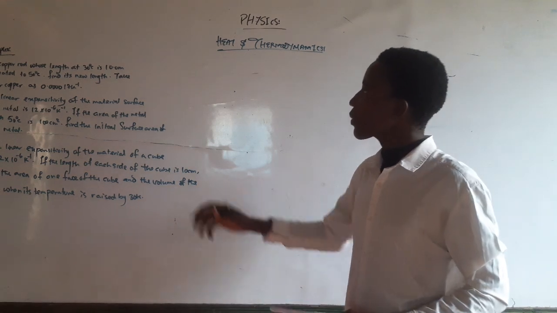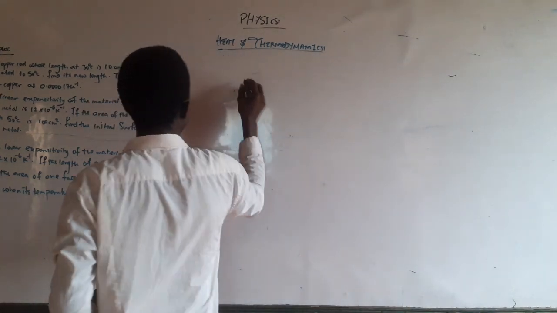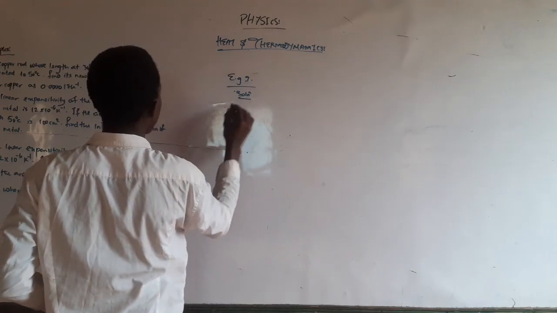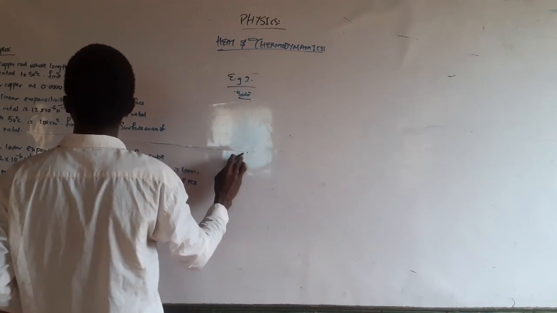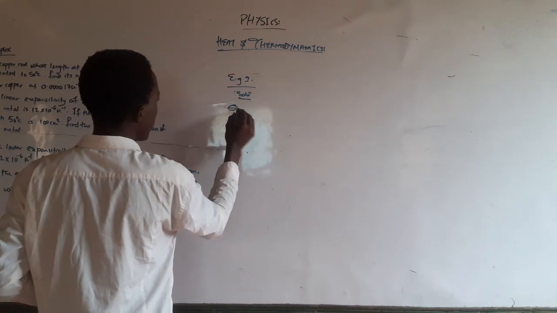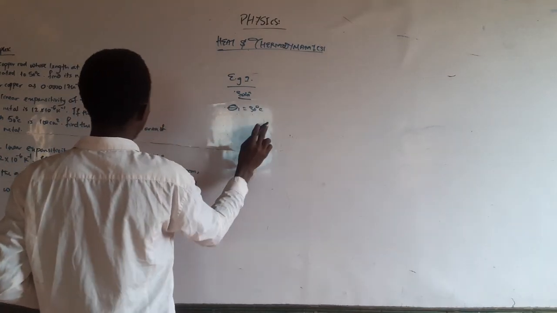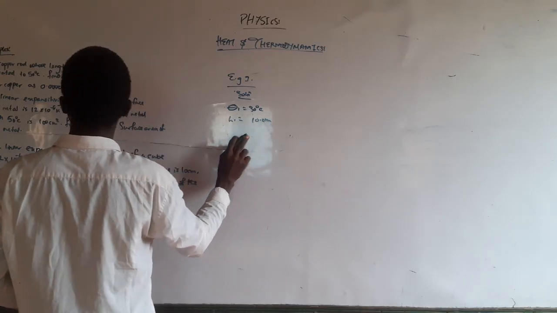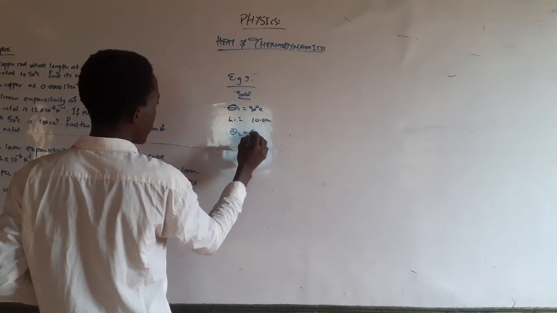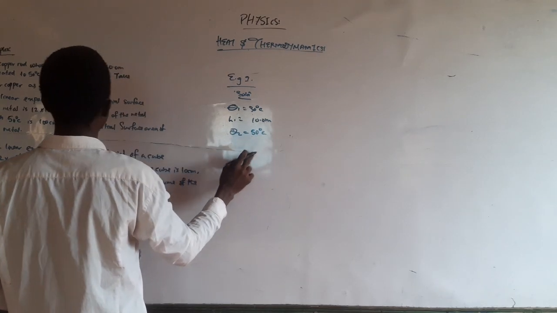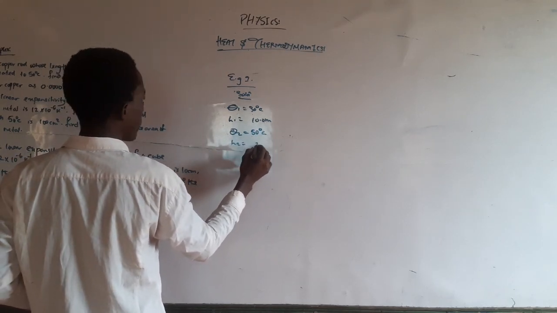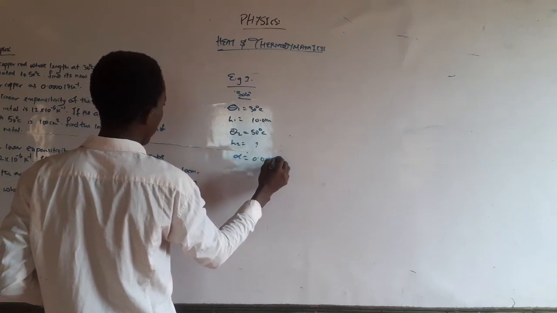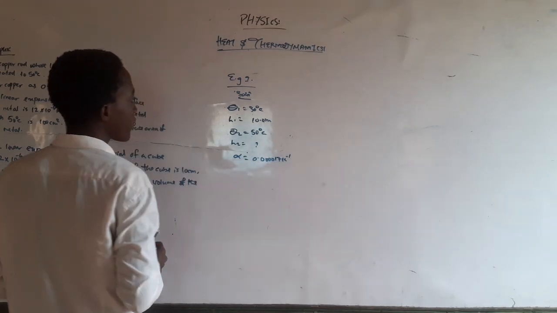They ask us to find the new length. So, example 1, solution. Pay attention. A copper rod's length is given: this is theta 1. L1 is 10.0 meters. It is heated to theta 2, that's 50 degrees Celsius. To find the new length, that's L2. They give us alpha as 0.00017 per Kelvin.